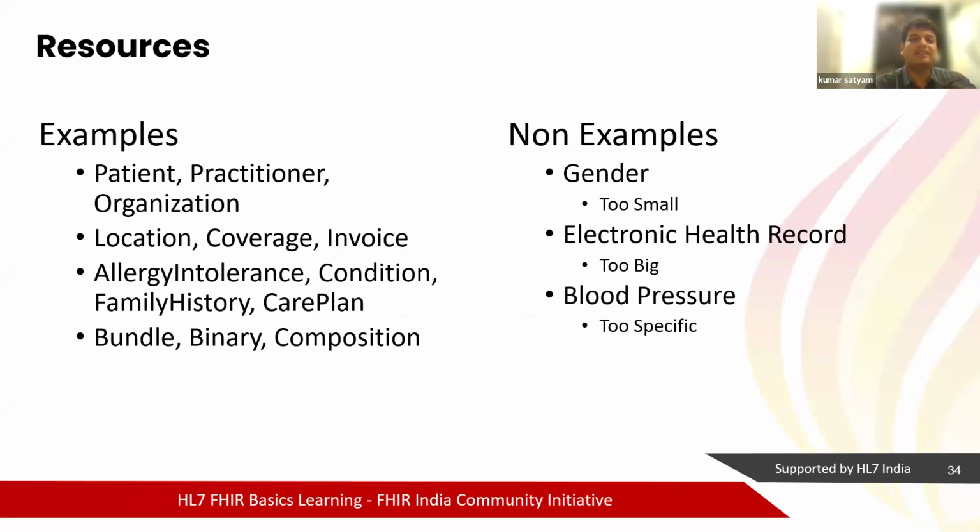Now, this will clarify what is a resource and what is not a resource. For example, patient, practitioner, and organization are resources. Location, coverage, invoices, these are resources, right? Bundle, binary, composition, resources. But gender is not a resource because it's too small a data type to be of any interest.